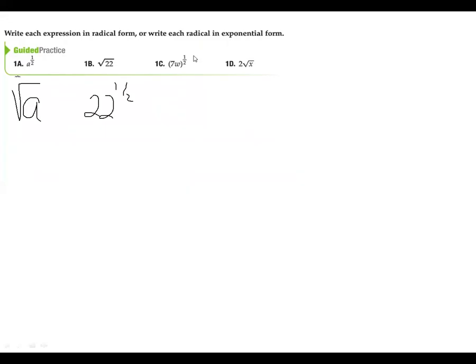7w quantity to the 1/2. This is the case where the 7 and the w are grouped together with the 1/2 exponent. So the 7 and the w are grouped together under the square root. Here, 2 square root x, only the x is in the square root, and you would put the 1/2 exponent just on the x, not the 2. Okay?